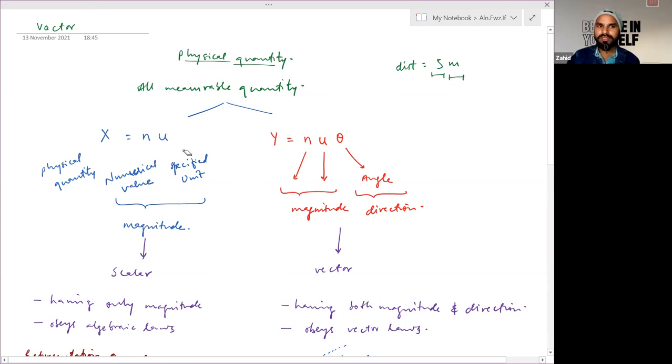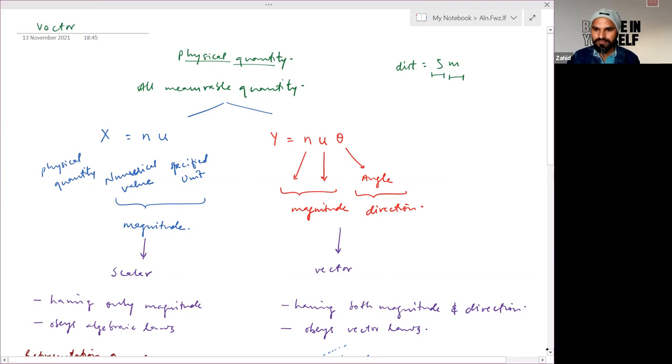Numerical value and unit combined tell you nothing but magnitude only. So we can say X is a physical quantity having only magnitude. Similarly, there is another quantity Y, which has a numerical value, unit, and some specified direction denoted by this angle. So we can say it has both magnitude as well as direction. So we can differentiate these physical quantities: the one with only magnitude we call scalar, and the other having both magnitude as well as direction will be termed a vector quantity.